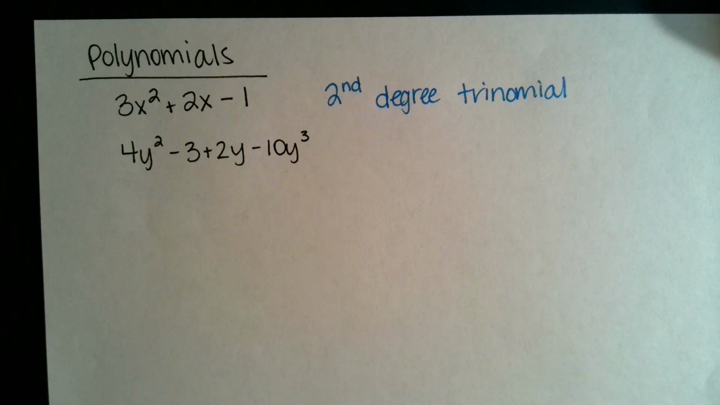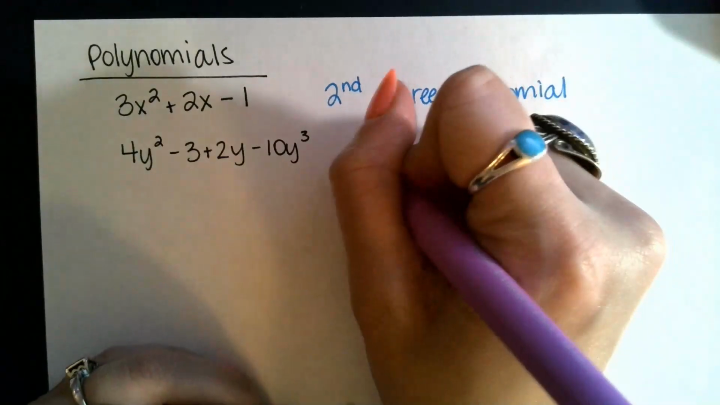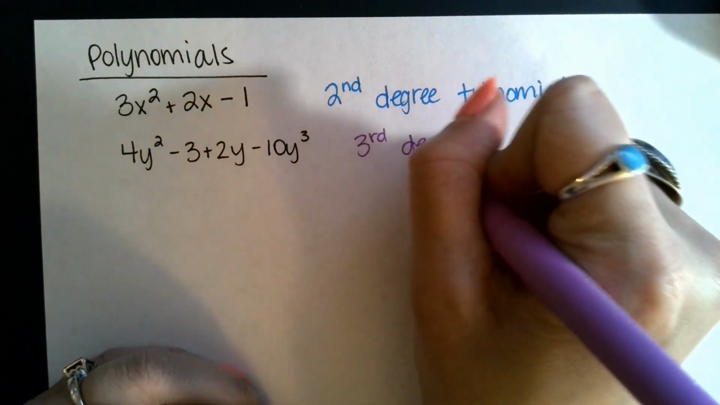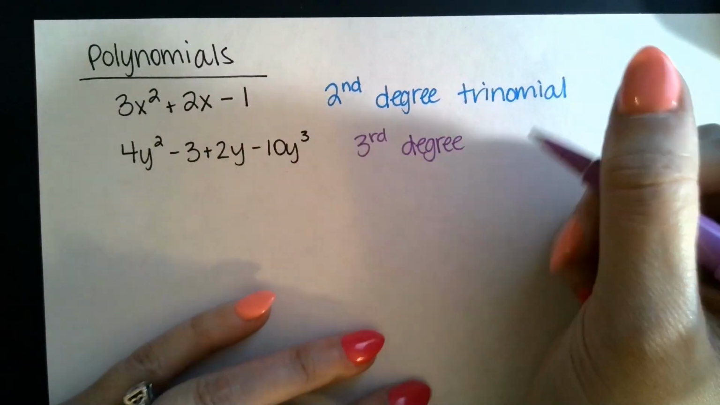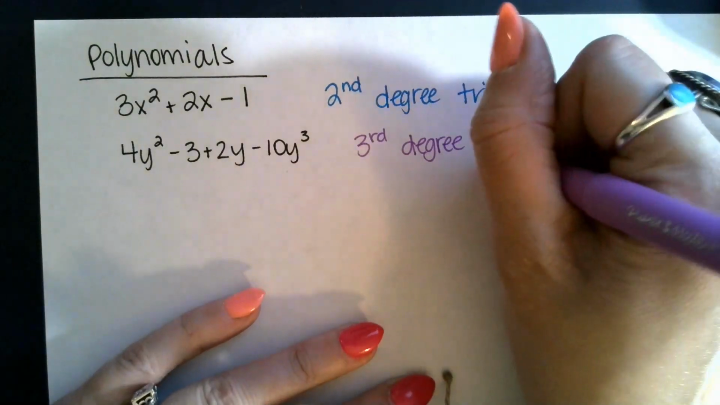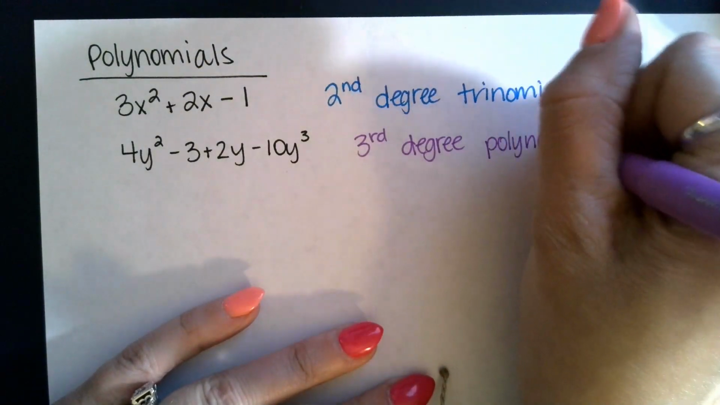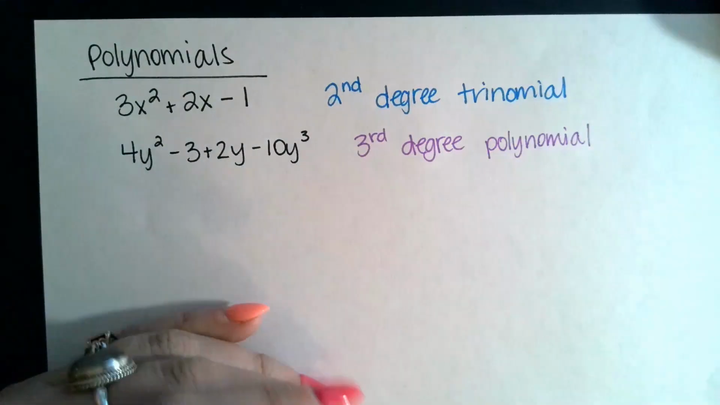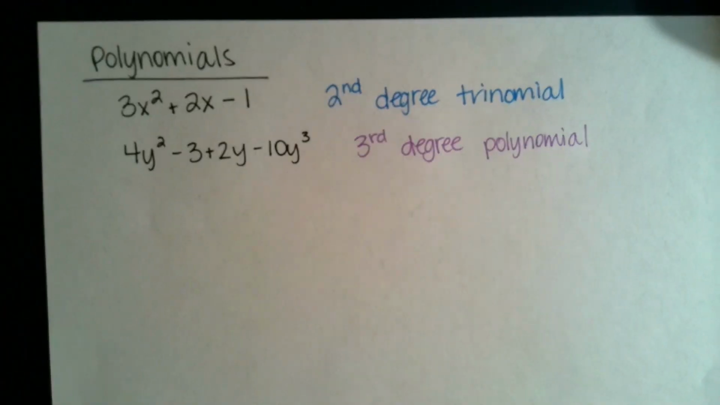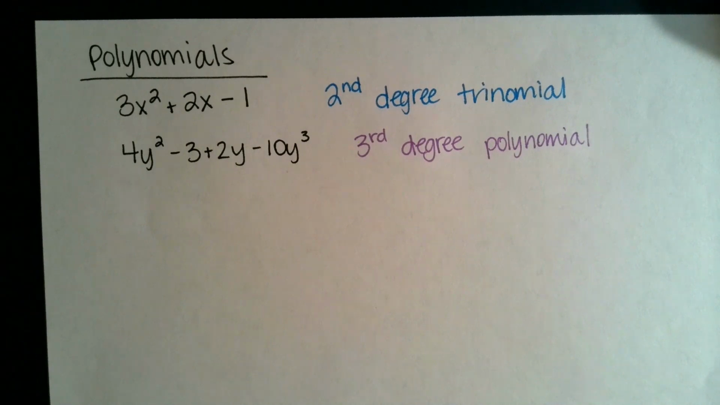What about 4y squared minus 3 plus 2y minus 10y to the 3rd? It is third degree. Past trinomial, we really just call it a polynomial. But I think it would be a quadnomial, but we go monomial, binomial, trinomial, and then lots of nomials.